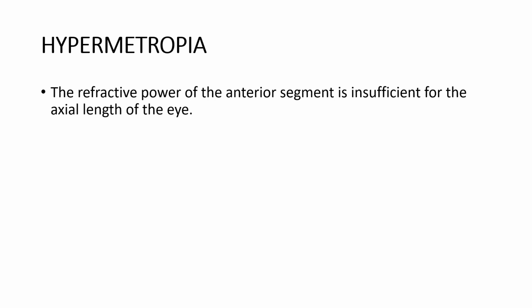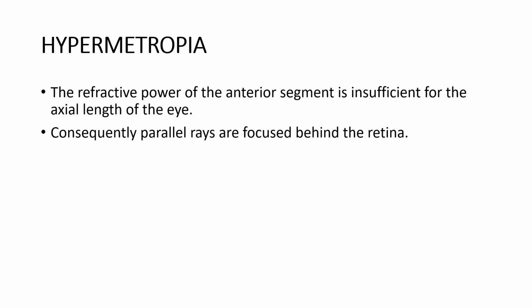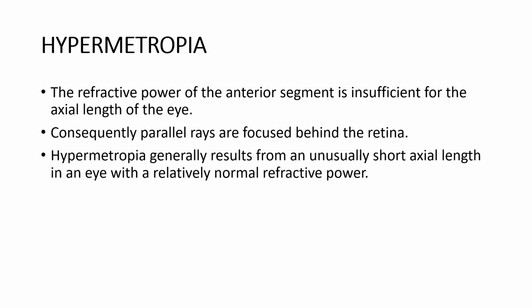So hypermetropia is another one of the ametropias. Here the refractive power of the anterior segment is insufficient for the axial length of the eye, and as a result parallel rays from a distant object will be focused behind the retina. Hypermetropia results from an unusually short axial length in an eye with a relatively normal refractive power.